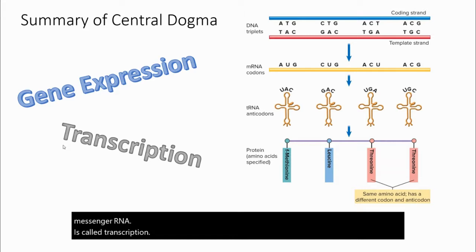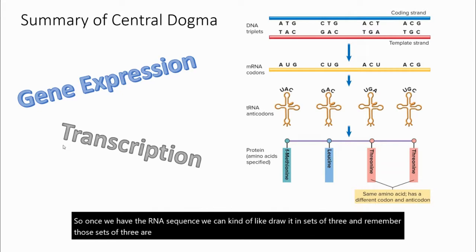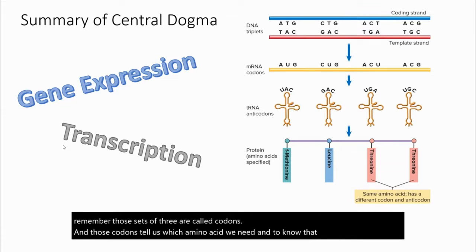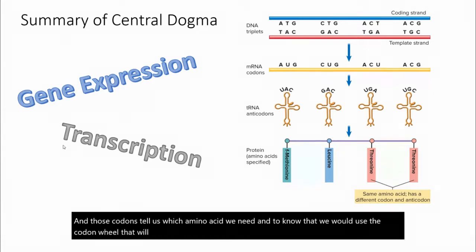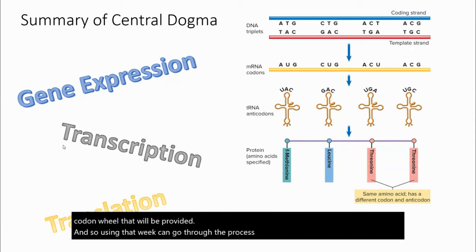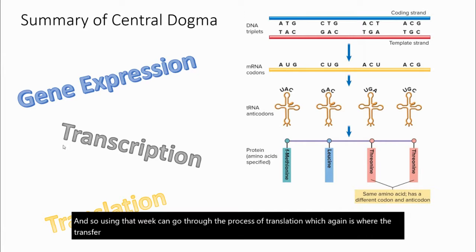Once we have the RNA sequence, we can draw it in sets of 3, and remember, those sets of 3 are called codons. Those codons tell us which amino acid we need, and to know that, we would use the codon wheel that will be provided. Using that, we can go through the process of translation, which again is where the transfer RNA will bring the correct amino acid to the correct place in the ribosome.